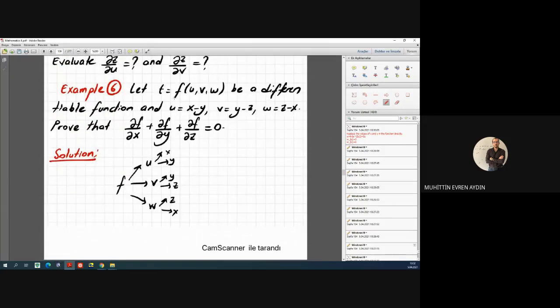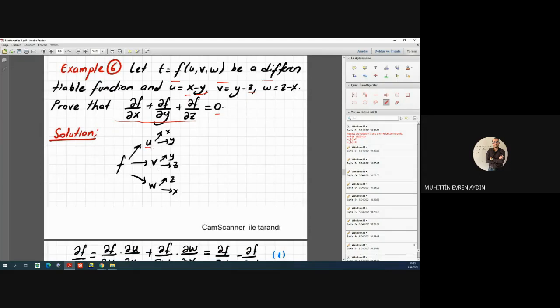We have a function f that depends on u, v, w, and u, v, w depend on three parameters x, y, z. So we have to check that the sum of these derivatives is 0. Okay, f depends on u, v, w, but u, v, w depend on x, y, z. At the end, f depends on x, y, z.